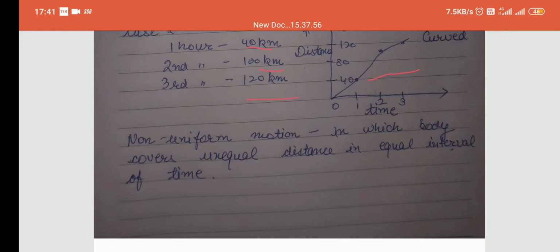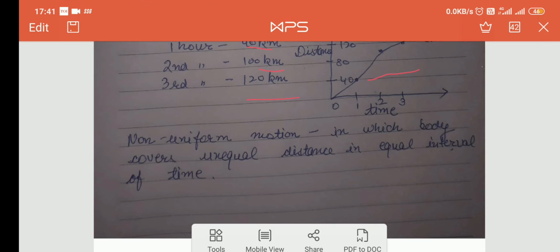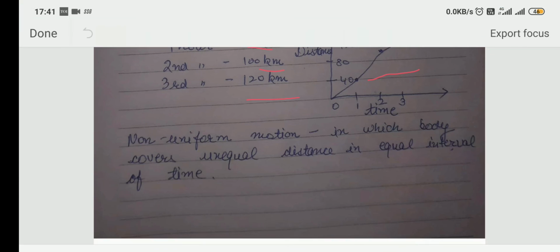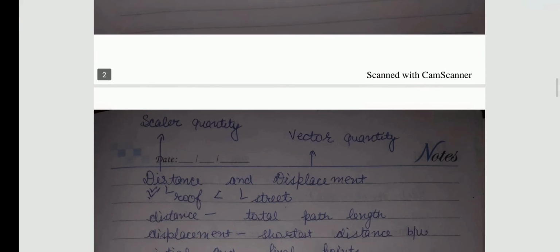Now you can define non-uniform motion. Just change this word here, put unequal here, and the rest of the words remain the same. So you can make the definition on your own. An object is said to be in non-uniform motion if it covers unequal distance in equal intervals of time. So this is the basic difference between uniform and non-uniform motion.